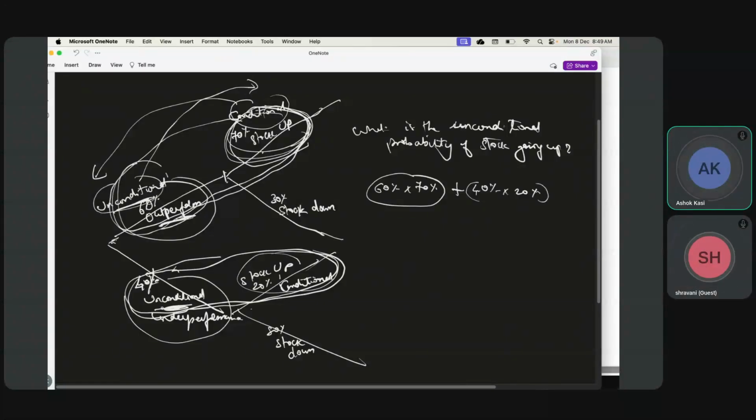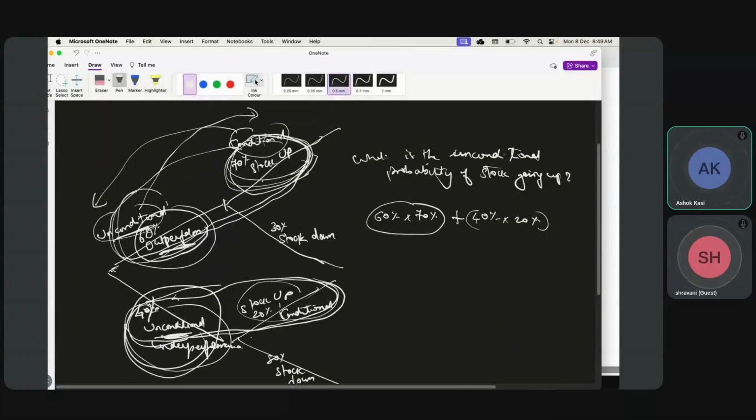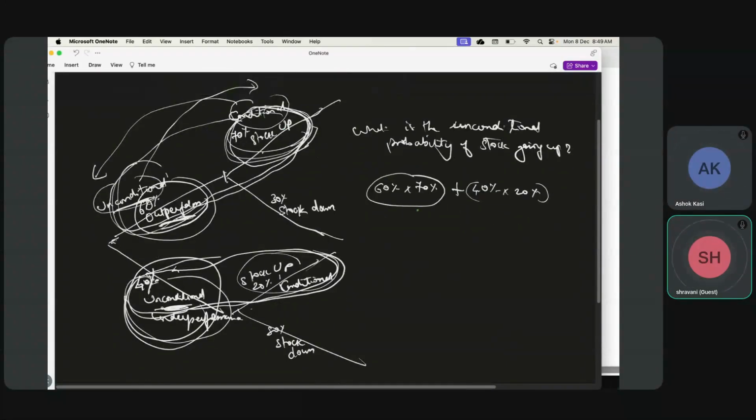This is unconditional outperformance, and this is unconditional underperformance. Both I have covered. In both cases, the stock is going up. So this is 42 percentage plus 8 percentage, so a 50 percentage probability that the stock will go up, unconditional.